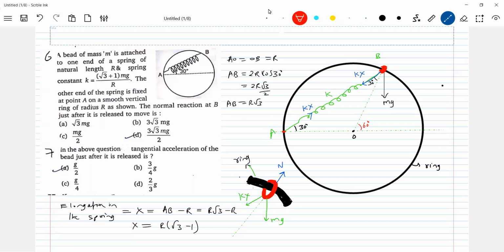So we should just equate forces, no? Kx cos 30. And what can be this angle? This will be 90. This angle will be 30. This angle will be how much? 30 degrees. So what should N be equal to now? N minus mg cos 30 minus kx cos 30 equal to 0.